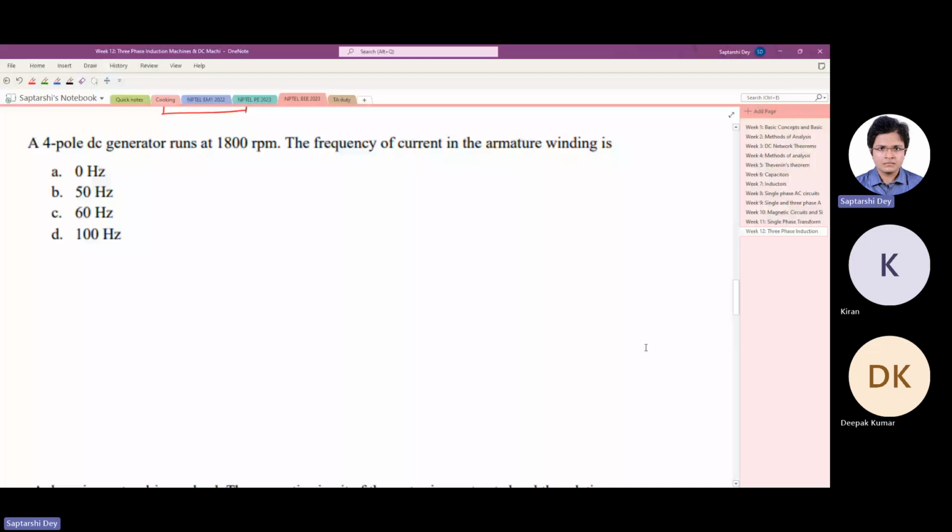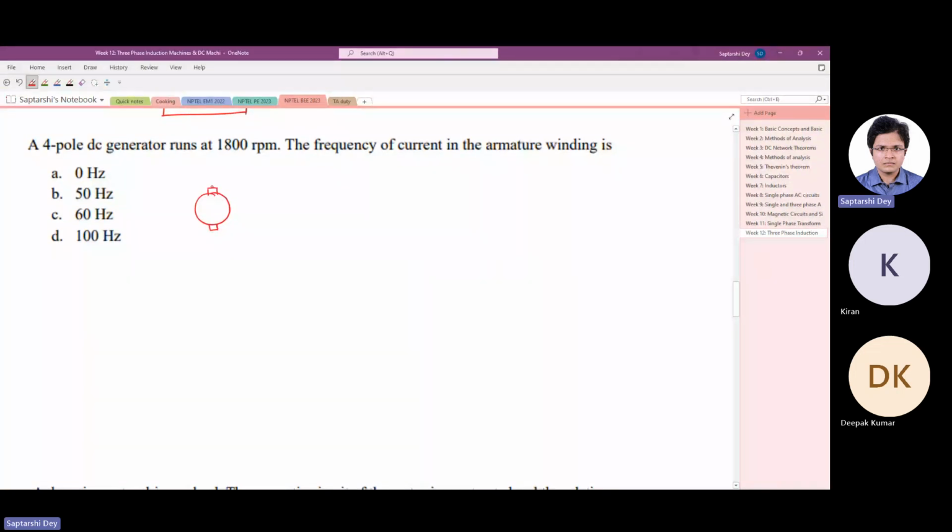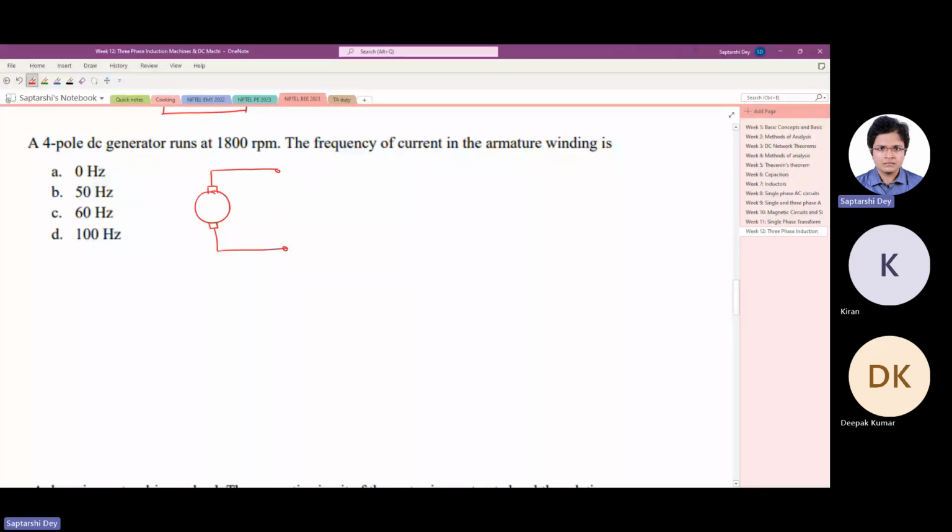So we'll now look into this question. A 4-pole DC generator runs at 1800 RPM. What is the frequency of the current in the armature winding? Now, if I draw a DC motor like this, in general, DC motors, irrespective of number of poles or whatever, their circuit representation is this. The armature like this. Now, the current that it draws from the DC source is a DC current.